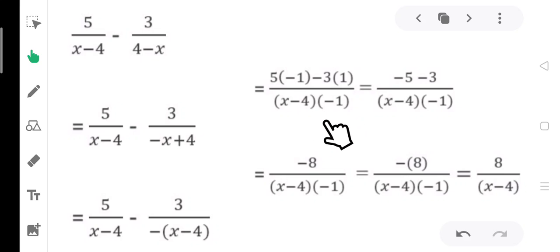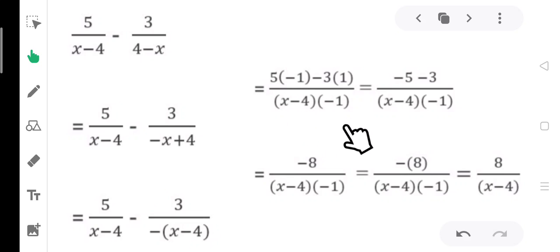Now what we are going to do next is divide this LCD by each denominator here. So x minus 4 times negative 1 divided by x minus 4 is equal to negative 1. We just cancel x minus 4 here and x minus 4 here. So the answer is negative 1 multiplied by the numerator, just like subtracting dissimilar fractions: the LCD divided by the denominator, multiplied by the numerator. So we have 5 times negative 1.